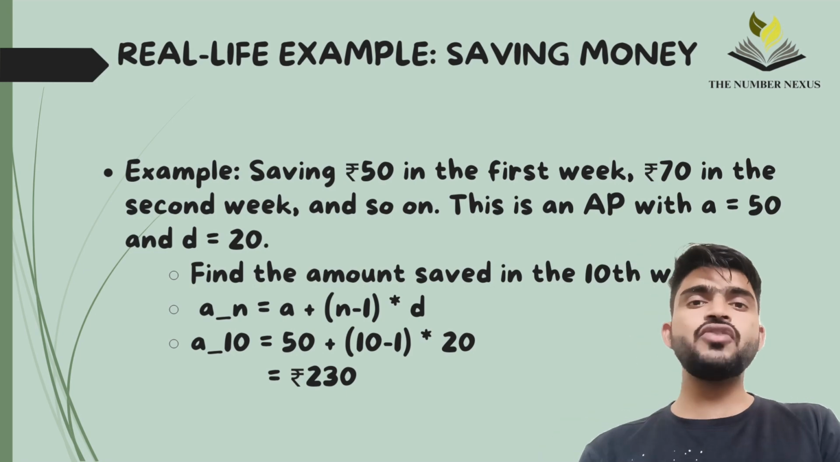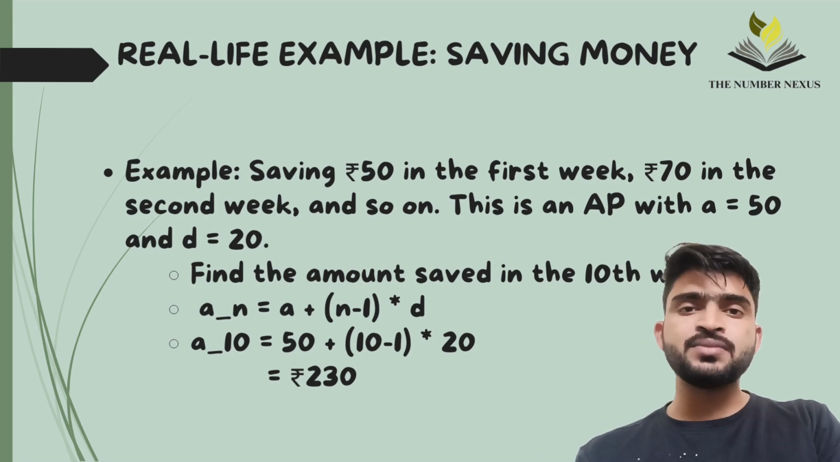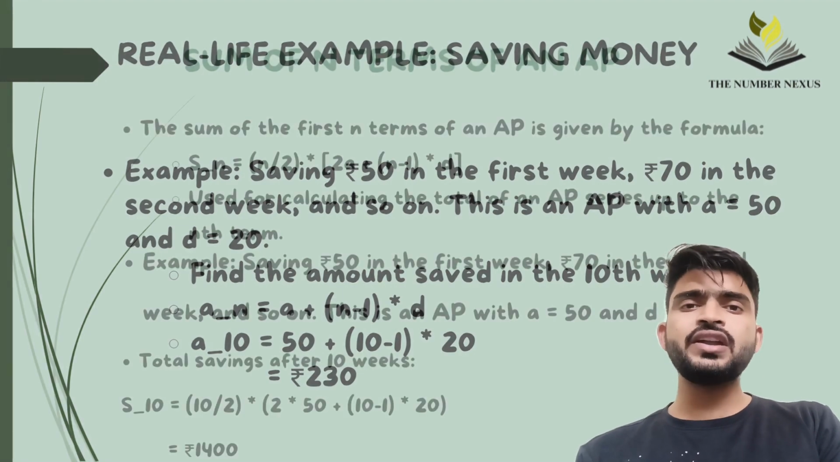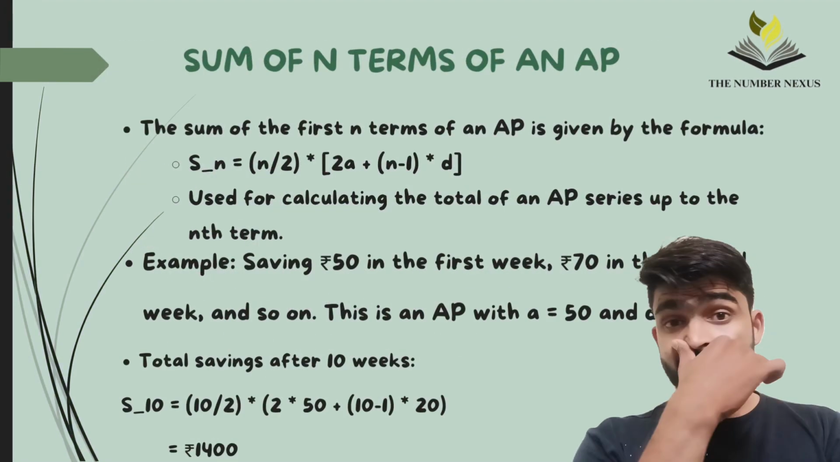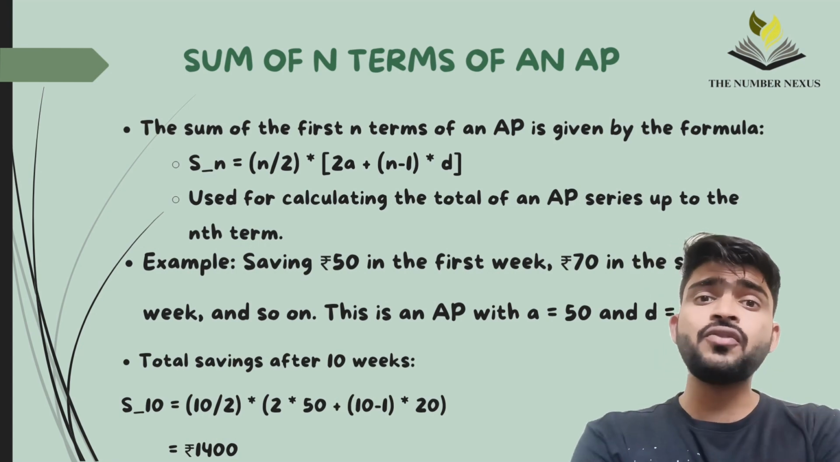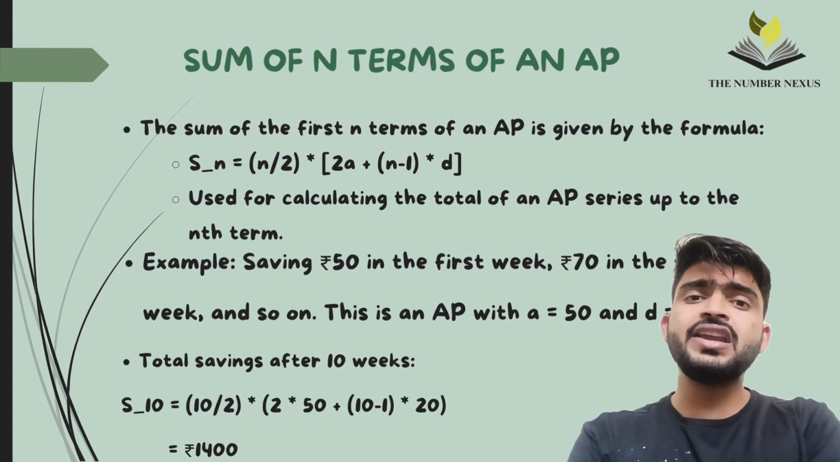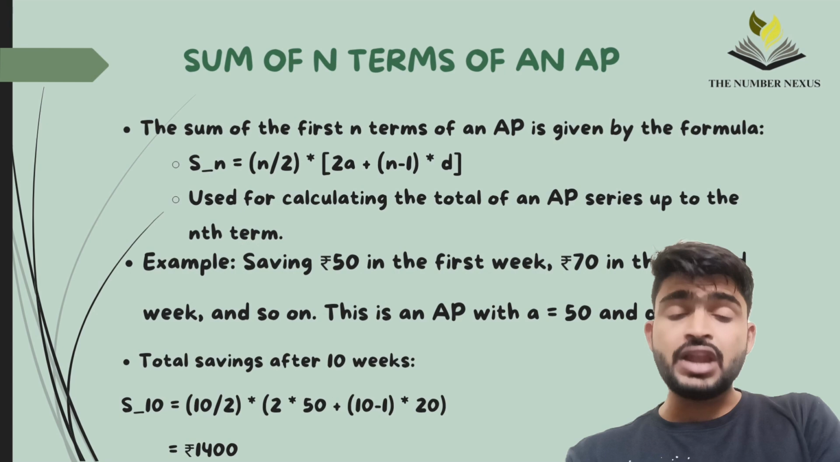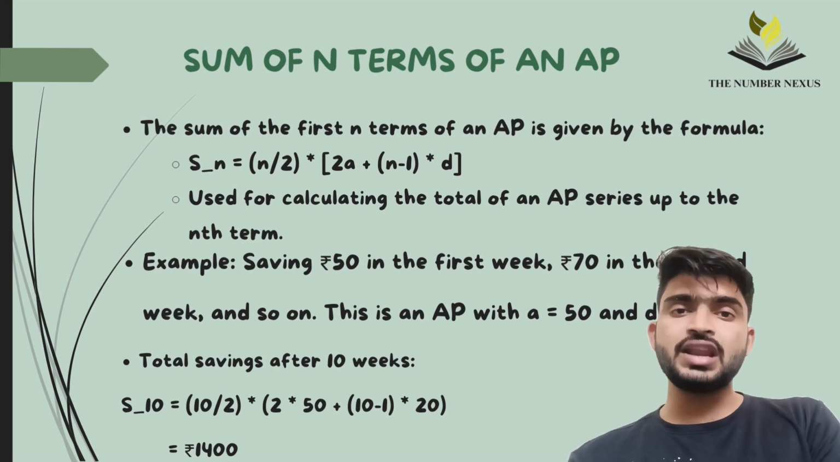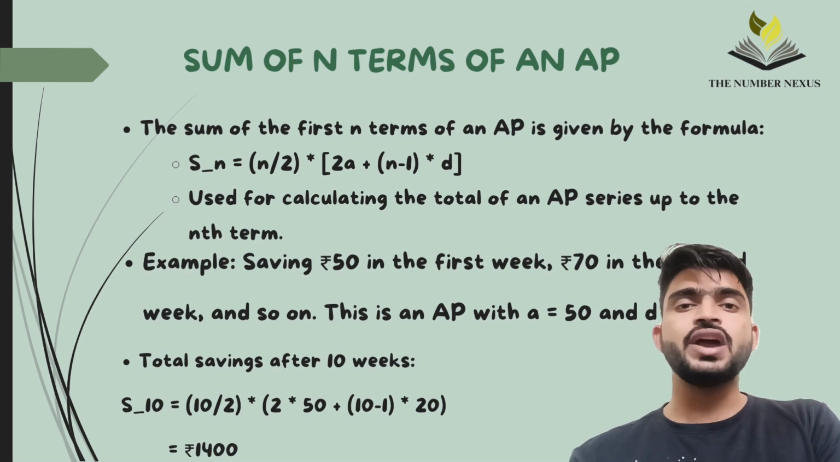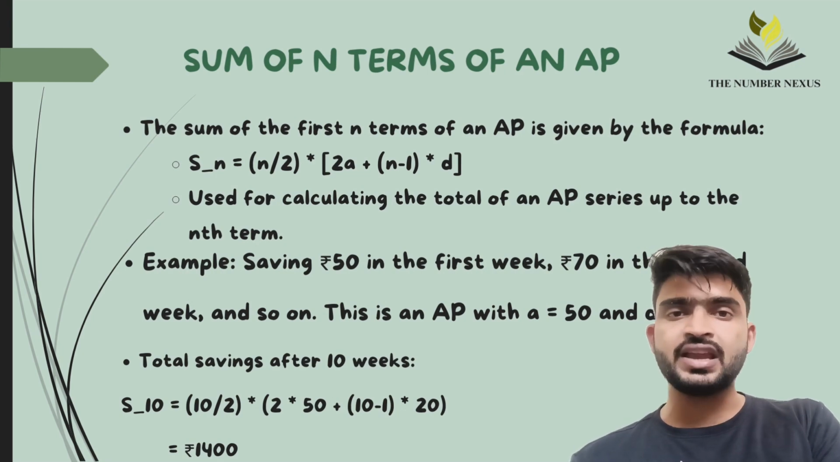So students, now we are going to deal with the sum of n terms of an AP. Here's the challenge. What if I tell you to find how much money you are going to save by the 10th week? In the above example, we have first term a as 50 and d is 20. To calculate the total amount we will save by the 10th week, we have a formula for the sum of n terms. It is given by S_n equal to n by 2 into (2a plus (n minus 1) into d). We have a as 50, d as 20 and n as 10.